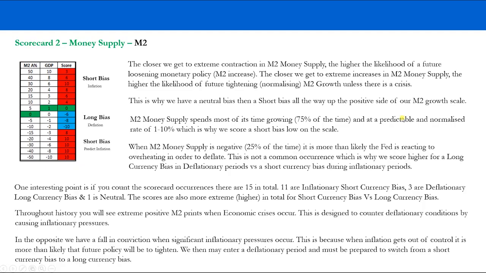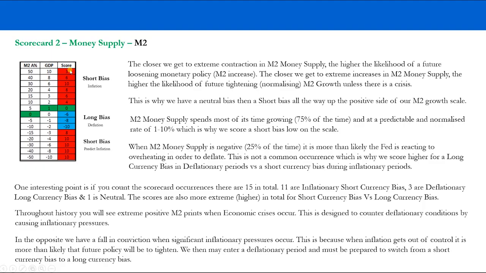And throughout history, what you will see if you actually go through and analyze the data, and we'll do that in a second, so we can learn a bit more what's going on behind these numbers. Throughout history, what you're going to see is extreme positive M2 prints when economic crises occur. And obviously that's designed to counter deflationary conditions by causing significant inflationary pressures in the economy. And in the opposite, we have a fall in conviction when significant inflationary pressures are predicted.